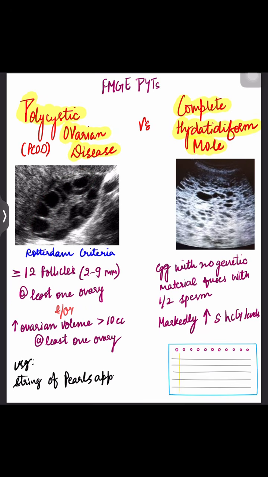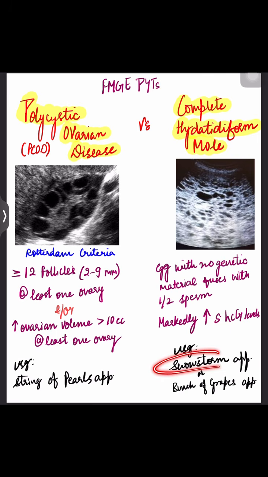On the contrary, for the mole, we have the USG finding of a snowstorm appearance. The word itself suggests it. Here you can see the small particles, which look like a snowstorm. So you have to remember it as snowstorm. And then we also say it as a bunch of grapes. If the patient complains that she is discharging grape-like tissue, a grape-like cluster of tissue, then you will suspect that the patient might have a mole.